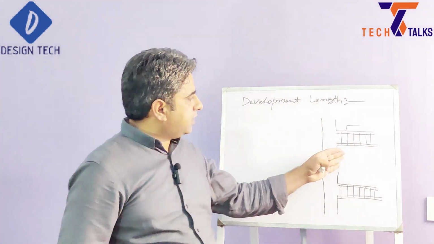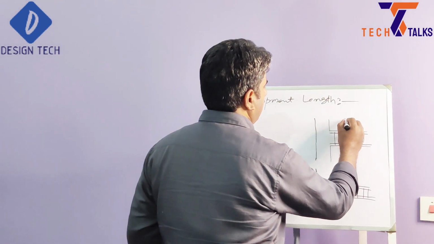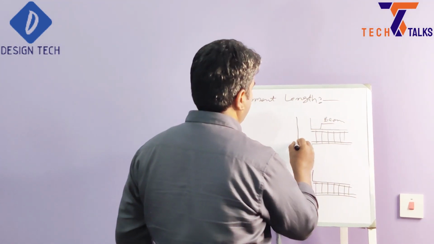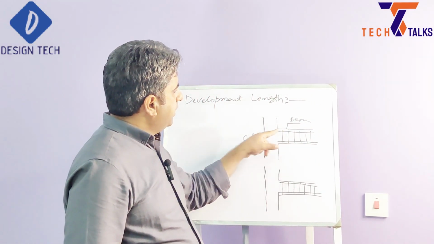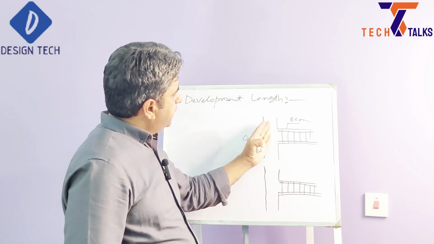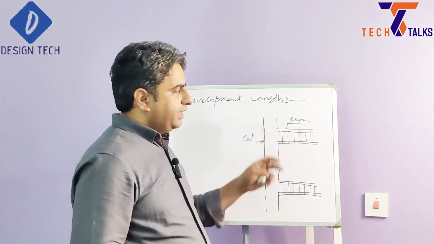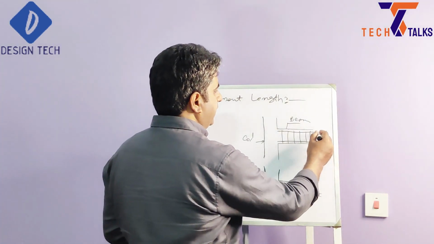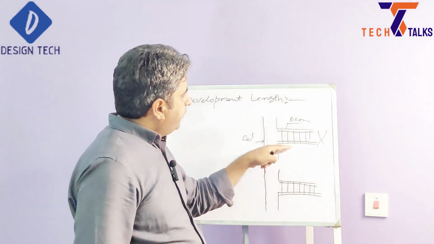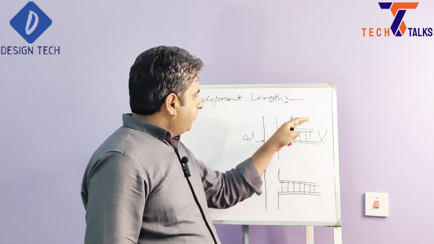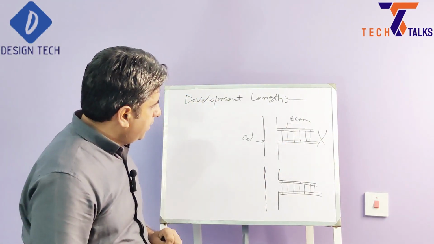For example, this is our beam and it's our column, and this is the reinforcement which we provide for beam. And if we keep this reinforcement up to the face of column, then this is the wrong way and this is the weakest point, and it can fall anytime when there will be load on this beam.